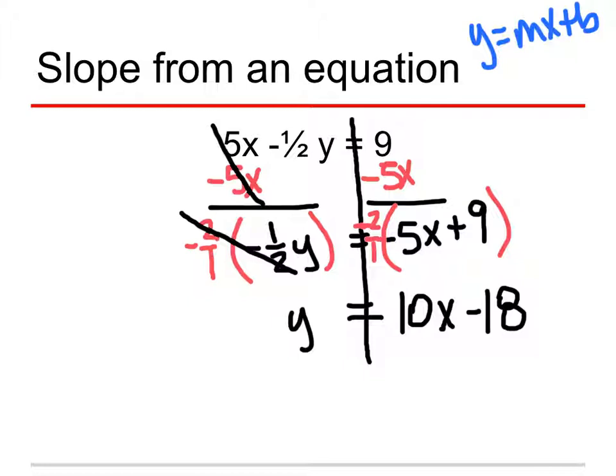Now, our slope is what we're trying to find. Slope is the value in front of x. That means in this case, our slope is a positive 10. So our value for our slope is 10. We had to get the y value by itself in order to find the slope.